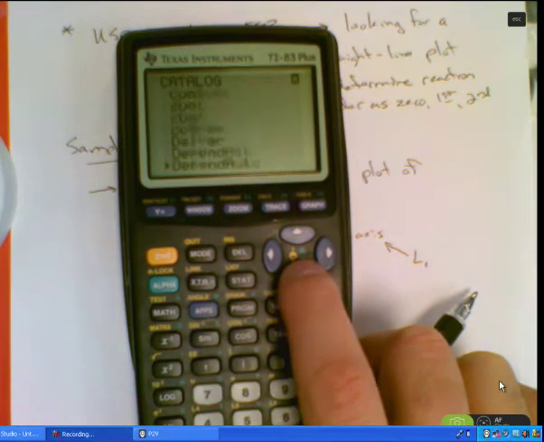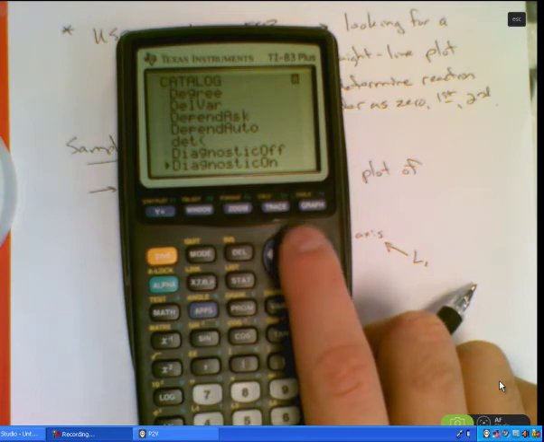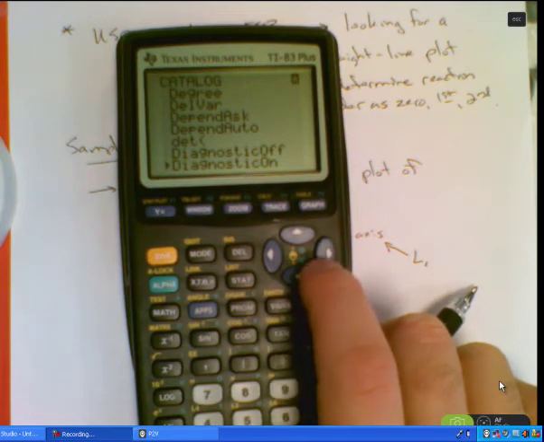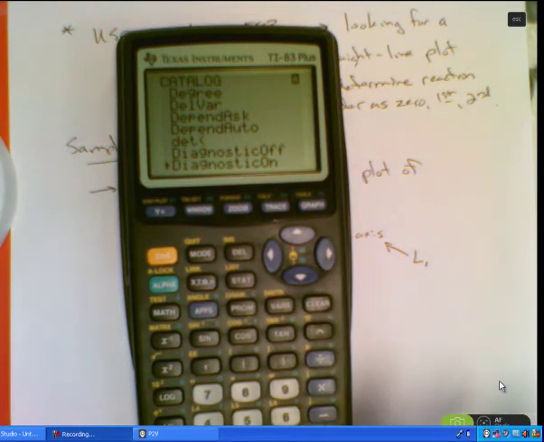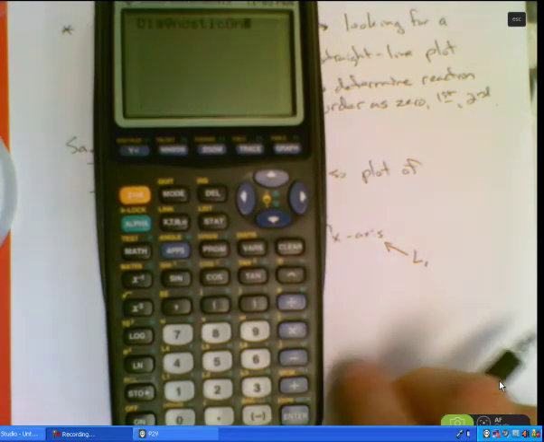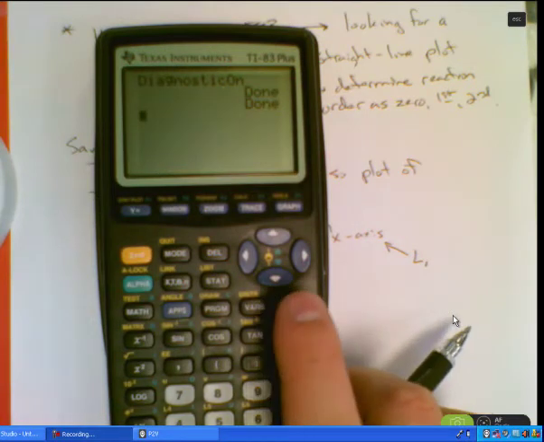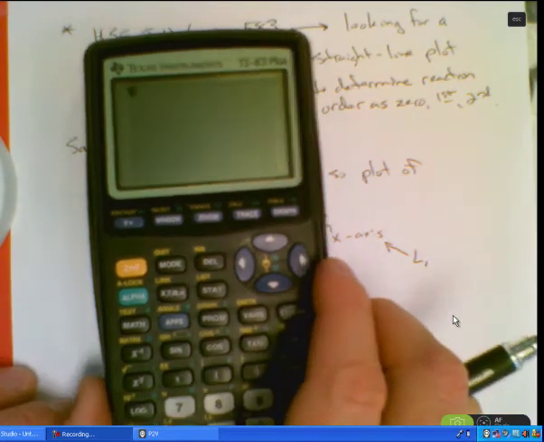I have quite a bit in here. So there's diagnostics off, and there's diagnostics on. Make sure your cursor is on diagnostics on, and then make sure it's going to switch it on, press enter. And it just says diagnostics on. Fix my screen. It says diagnostics on. Press enter again, and you can see it says done then. So I know it's in there. Okay, so my diagnostic tools are on.